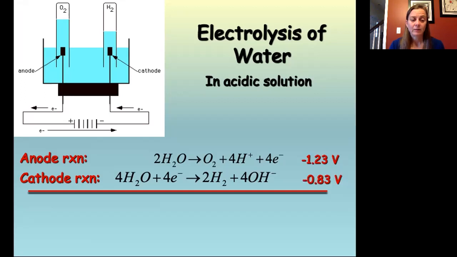And so you can see that we have cathode and anode. Our cathode is negative 0.83 volts. Our anode reaction is negative 1.23 volts. And we have a total cell potential of negative 2.06 volts. So we have a negative cell potential. This is not a spontaneous reaction.